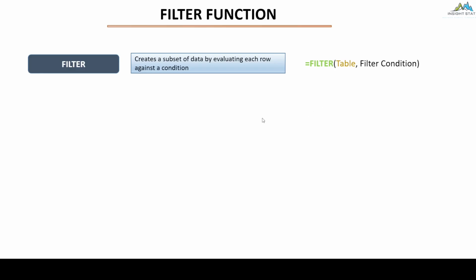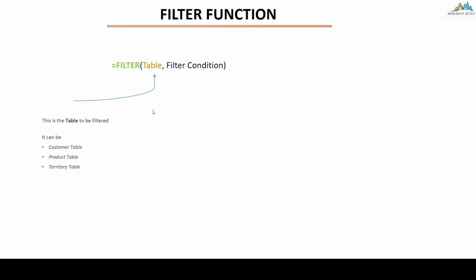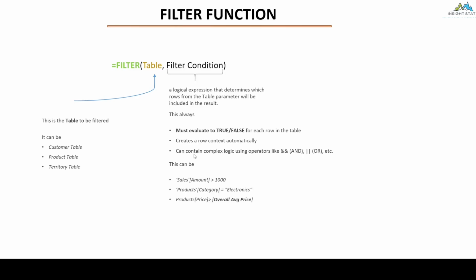So let's look in more detail at what the syntax says. So we have the table. This is the table that we want to filter, and it can be any table. It can be the customer table, it can be the product table, it can be the territory table, it can be any table that we want to evaluate. Now, what do we evaluate this table against? We have to evaluate this table against some filter expression or some condition.